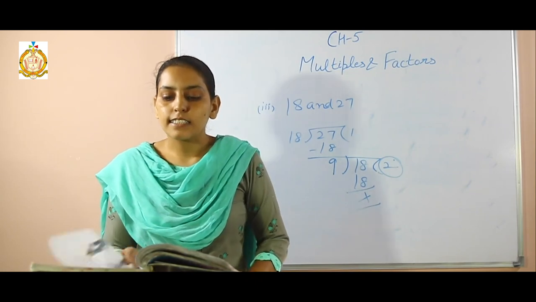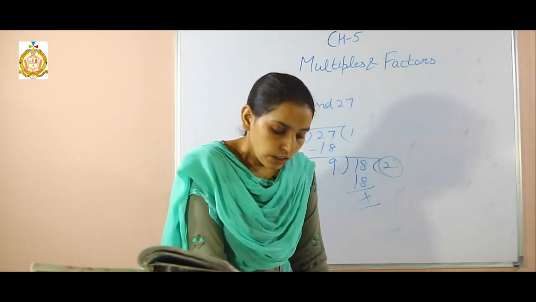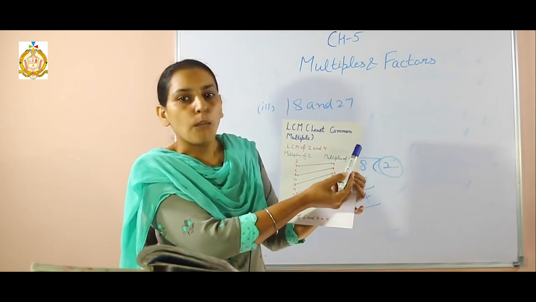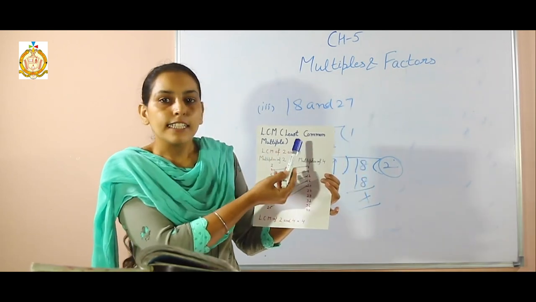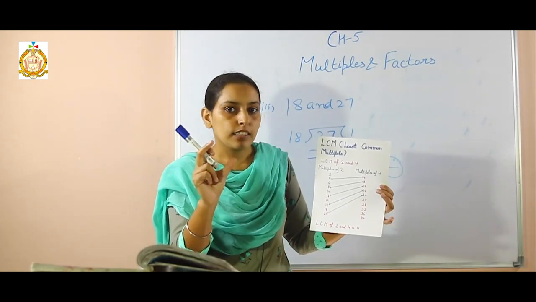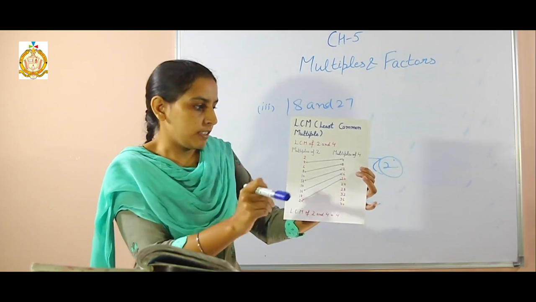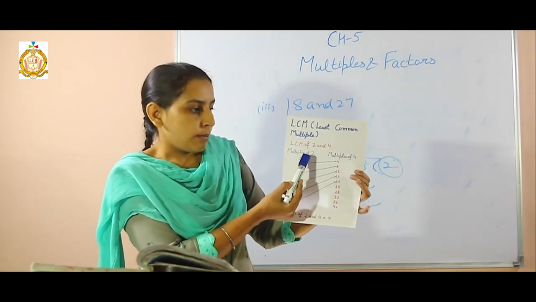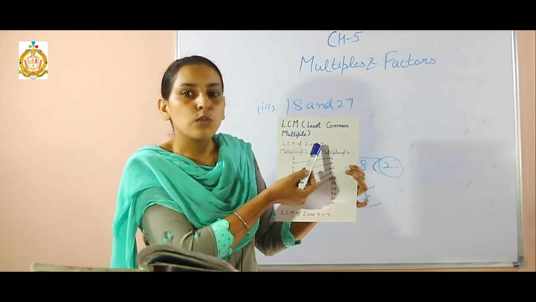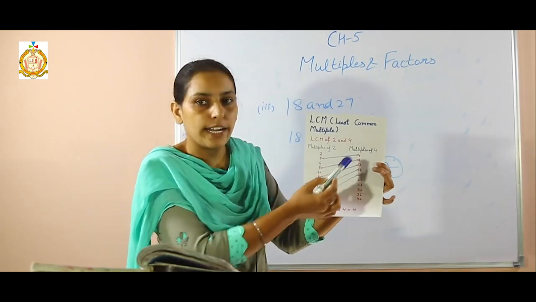Students, our last exercise is 5.9. That is, how can we find the LCM? First of all, the full form of LCM is least common multiple. In the HCF we find the factors, but in this we find the multiples. For example, you have to find the LCM of 2 and 4. First of all, write down the multiples of 2 and 4.